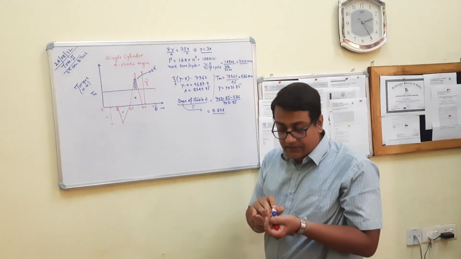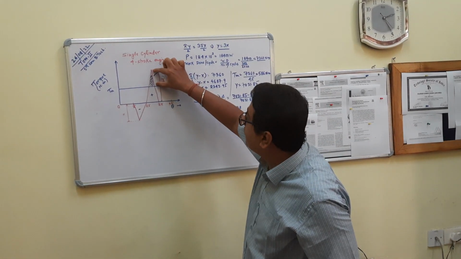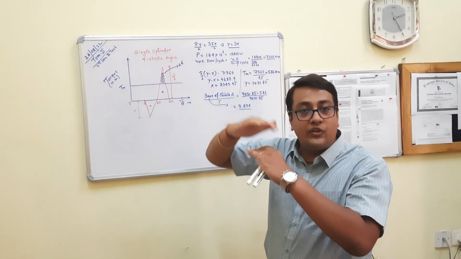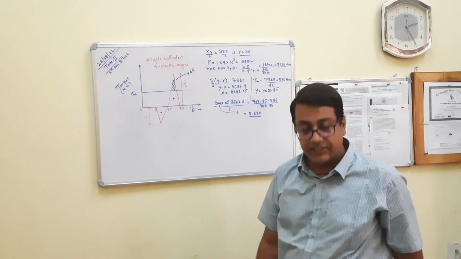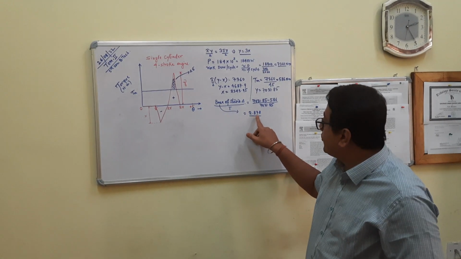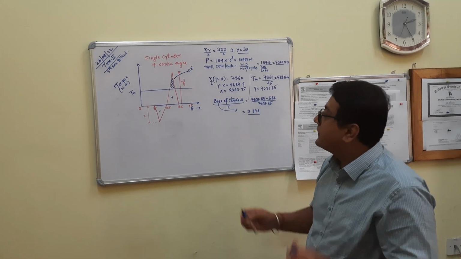Why do we need this base? Because we need to find out the area of this triangle, which is above the mean torque line, and that is responsible for delta E, which is the maximum fluctuation of energy. So we have obtained this base, which is 2.878 units.